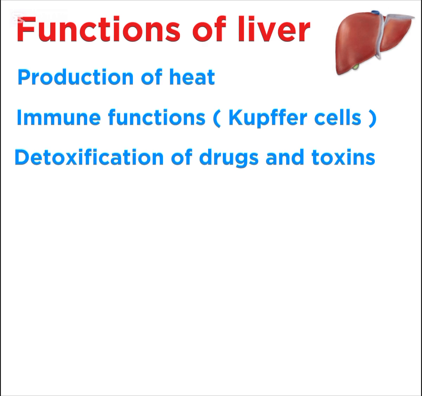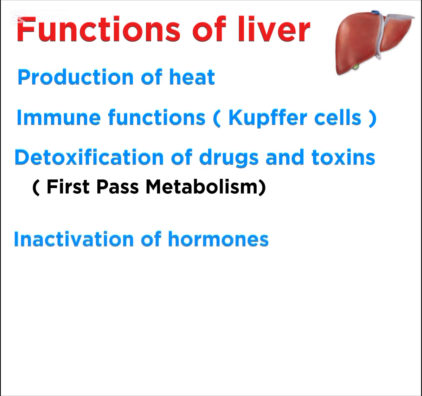Detoxification of drugs and toxins, which includes ethanol, waste products, and microbial toxins. Some drugs, when taken by the oral route, first go through the liver and are metabolized here. And the final amount of drug that enters the systemic circulation is not enough for producing an efficient therapeutic effect. This is known as first pass metabolism. This is an important concept of pharmacology.